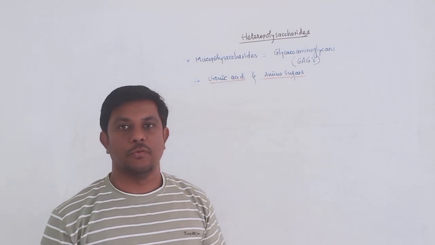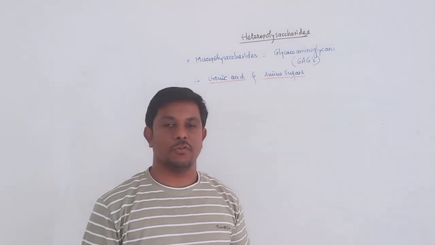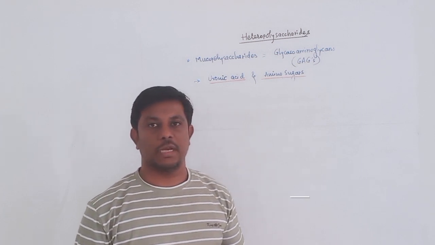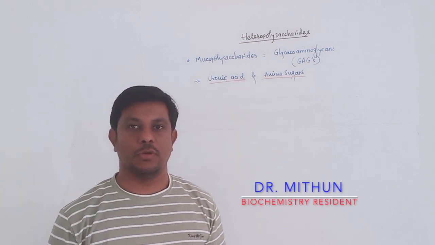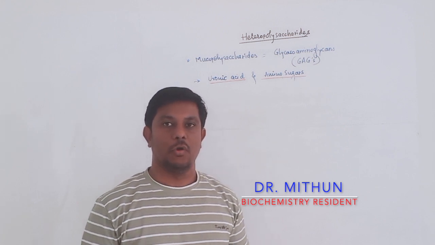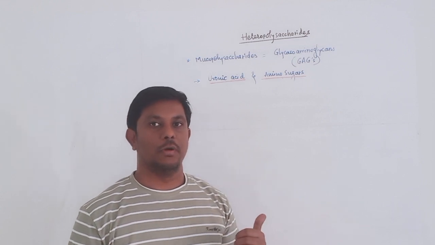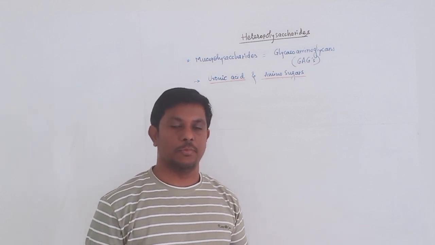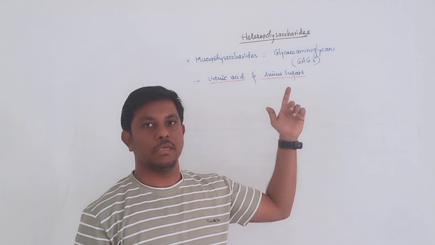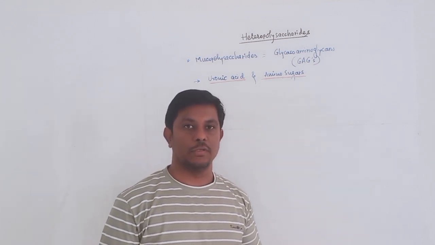So in the previous video, we have learned about the chemistry of carbohydrate and the classification of carbohydrates like monosaccharides, disaccharides, oligosaccharides, and polysaccharides. And we have learned that polysaccharides can be homopolysaccharides and heteropolysaccharides. We have covered the homopolysaccharides part in the previous video, which you can see in the card box. And today we are going to learn about the heteropolysaccharides.